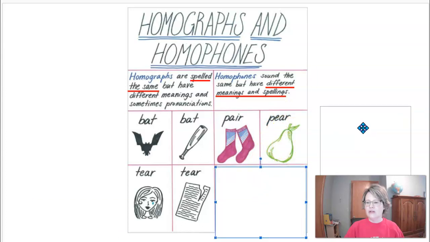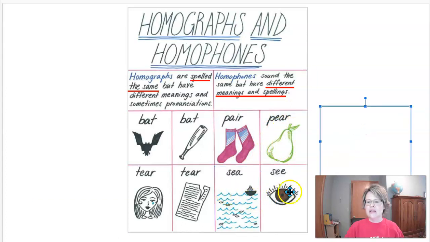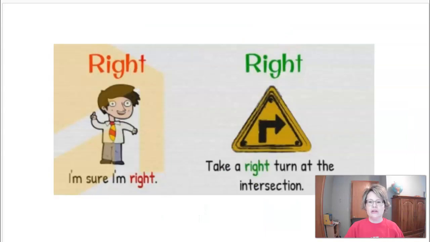And then one more example is sea and sea. Here's the sea like the ocean, S-E-A, but then S-E-E you can see with your eyes. So those are homophones. But today we're going to focus on homographs. So let's take a look at some different homographs.